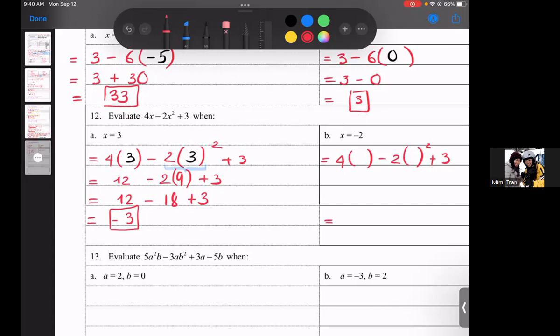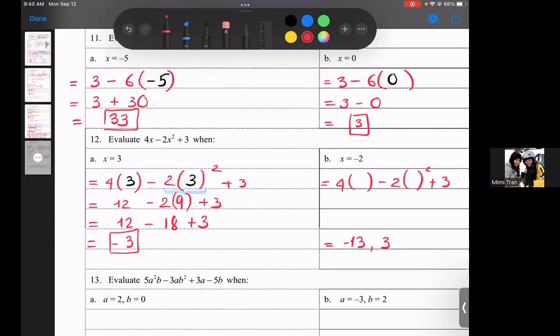Anyone have an answer? Yeah. Negative 13? Negative 13. So everybody got anything? Anybody have a different answer? Okay, we'll choose one of them. Anything else?